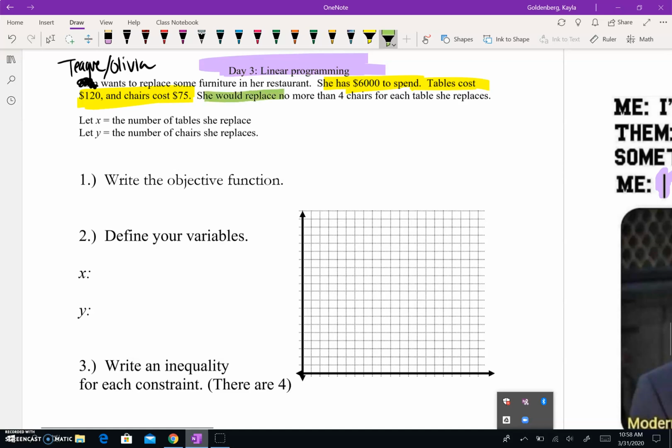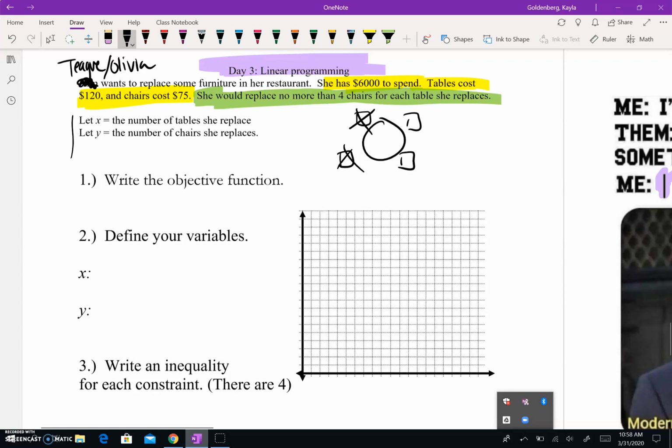And then she would replace no more than 4 chairs for each table she replaces. So what that's just kind of getting at is, if you have a table, let's say she normally has 4 chairs, right? We're assuming that if she's replacing the chairs because they're old, she's not going to replace more than 4, because there's 4 chairs for each table. Some of the tables might have 1 bad chair or 2 bad chairs, so they might not need to replace all 4 of them, just the ones that are older or broken. So that's just kind of what that reasoning might be.